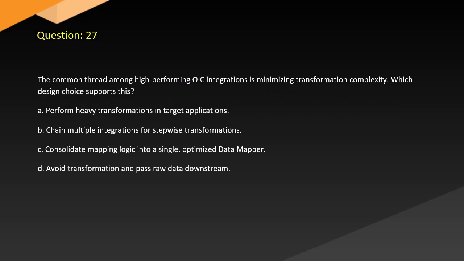Question 27. The common thread among high-performing OIC integrations is minimizing transformation complexity. Which design choice supports this? A. Perform heavy transformations in target applications. B. Chain multiple integrations for stepwise transformations. C. Consolidate mapping logic into a single optimized data mapper. D. Avoid transformation and pass raw data downstream.